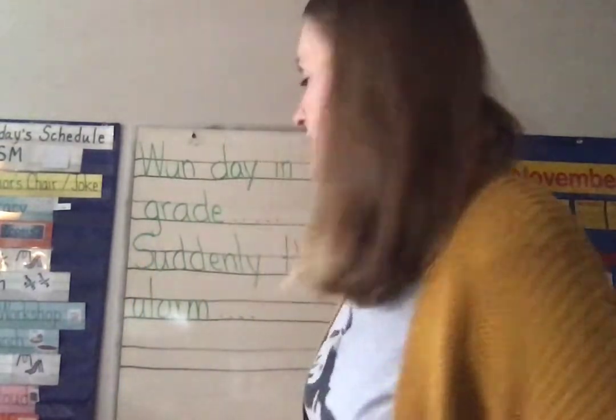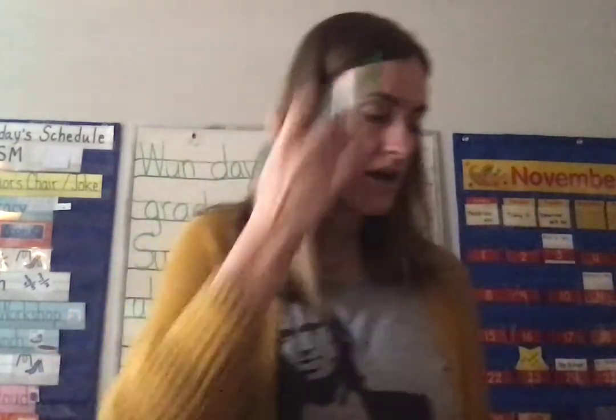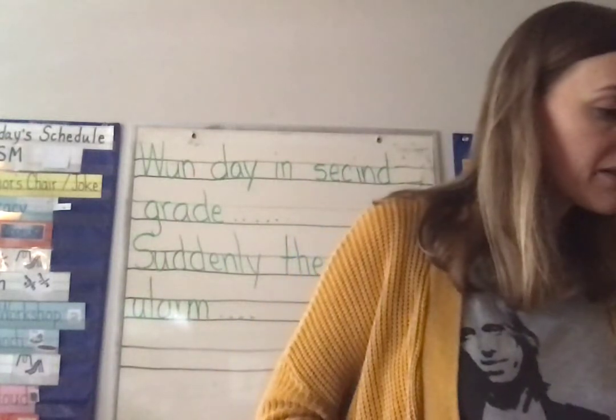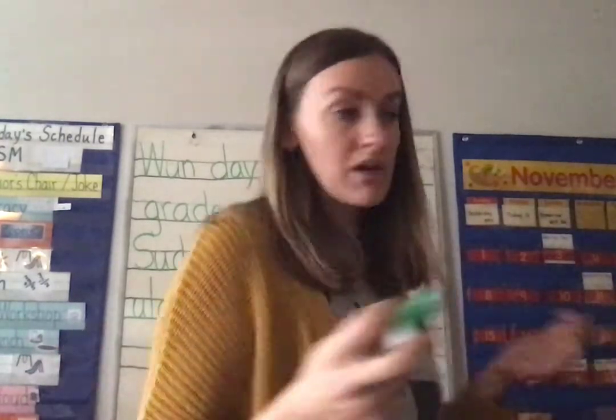Okay, so I have one day in second grade, a fire started in the cafeteria. Suddenly, the fire alarm went off. I could add another detail like, then we all evacuated the school. So that could be like part of the middle transition words. And then to wrap it up, to make the end, I want to look at my end transition words. Eventually, our parents had to pick us up from school. Eventually. So that's how I'm going to end my story.